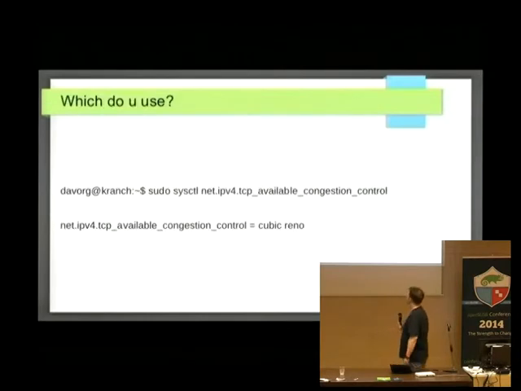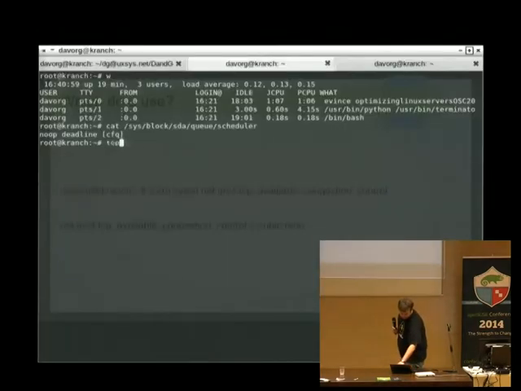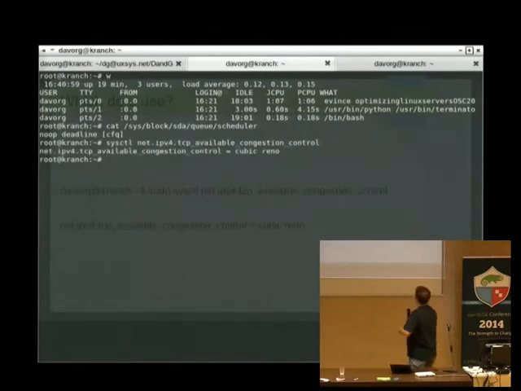How to determine which one you are using? Just write down this command. I'm using Cubic and Reno. This is some mixture in the newest Linux distributions. But if you use a 10 gig switch, just change it to HTCP.